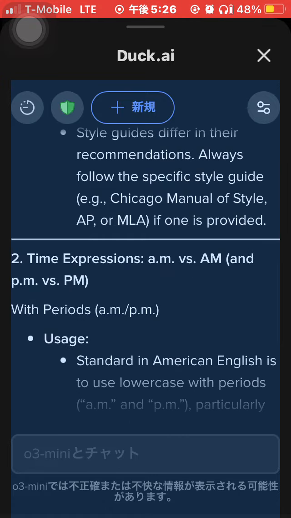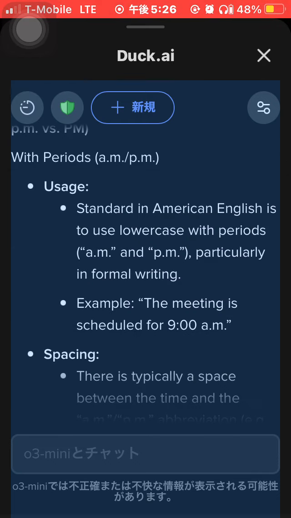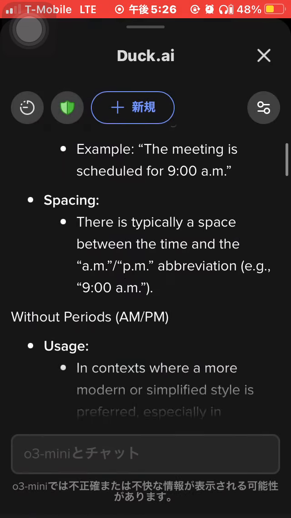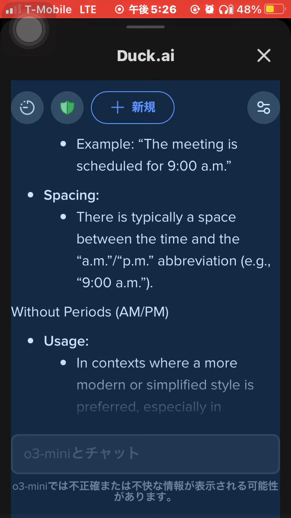2. Time expressions: a.m. versus am, and p.m. versus pm. With periods, a.m., p.m. Usage: standard in American English is to use lowercase with periods, a.m. and p.m., particularly in formal writing. Example, the meeting is scheduled for 9 a.m. Spacing: there is typically a space between the time and the a.m. or p.m. abbreviation, for example, 9 a.m.